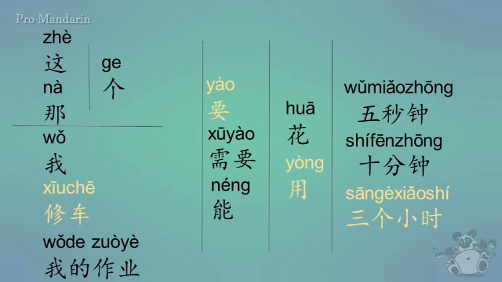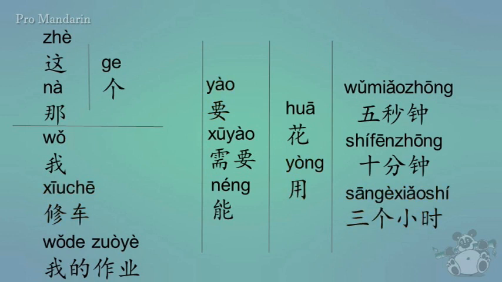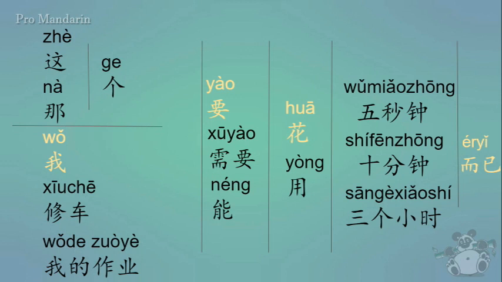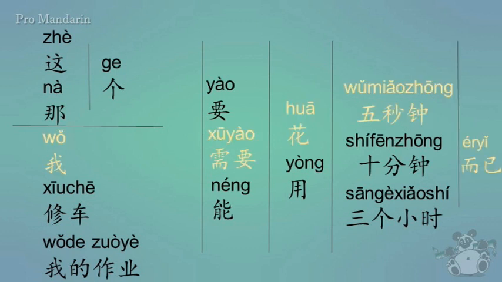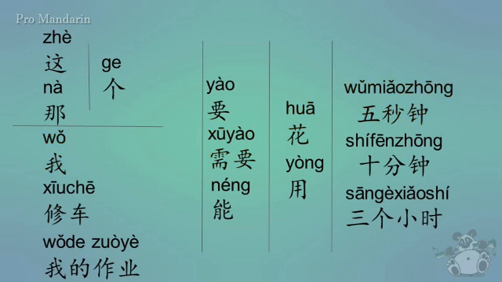So you could say 修车要用3个小时. Now to help you on the next one, I'm going to add in one word, 而已, which means only, as in I only need to take 10 minutes or I only need to take 5 seconds. Where you put 而已 is at the very end of the sentence. So 我需要花 however much time and then 而已. So then how would you say I only need to spend 5 seconds? 我需要花5秒钟而已. So again, 而已 means only. I need to spend 5 seconds only.